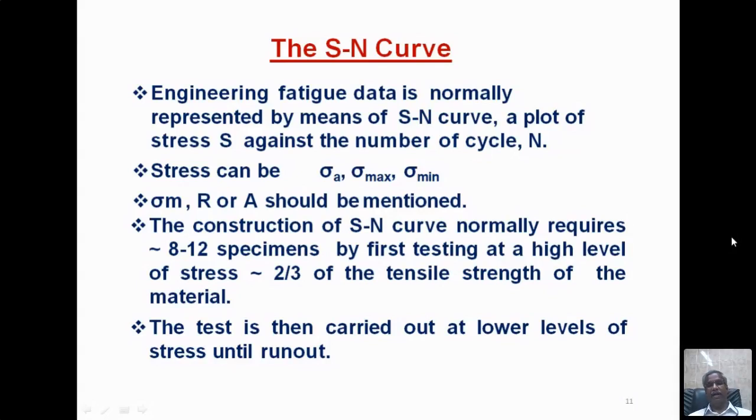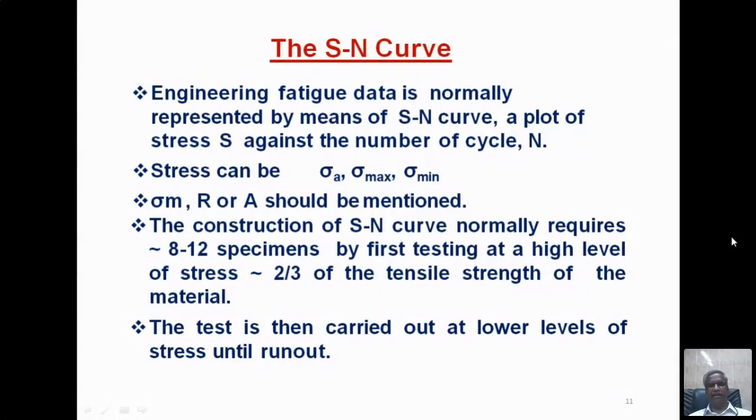But here, one specimen will take even one day. You have to run it for 24 hours. We'll come back to that. So if you want to test some 15 samples, then only you can construct one curve. And it's very, very difficult. But if not difficult, it's time consuming.